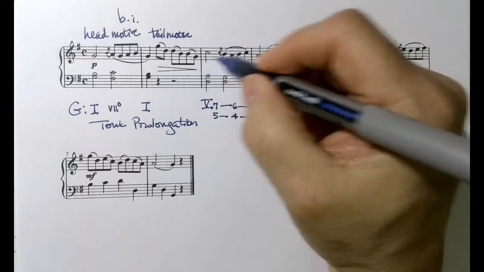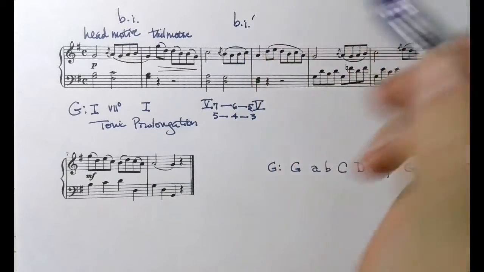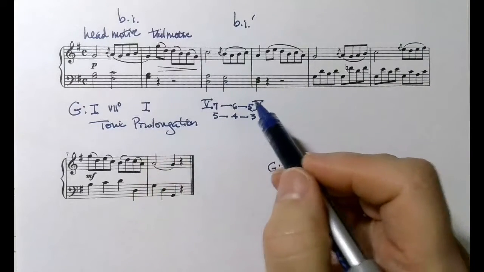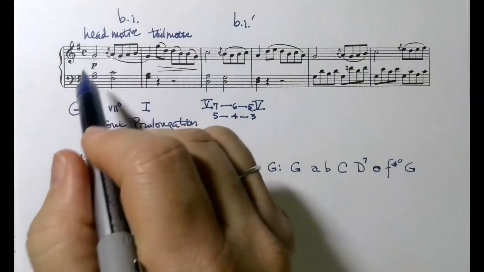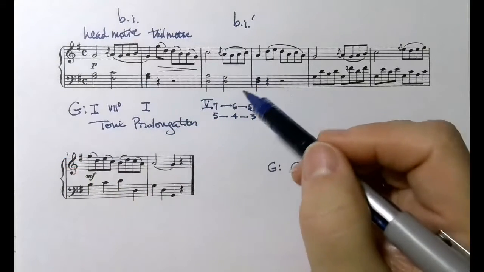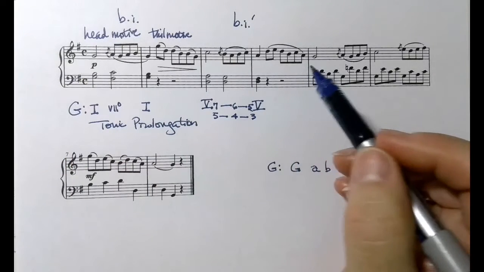So this again, head motive, tail motive, second statement of the basic idea, and this is a statement response relationship because the statement is in the tonic and the response is in the dominant. So 4 measures presentation. Now we have continuation.